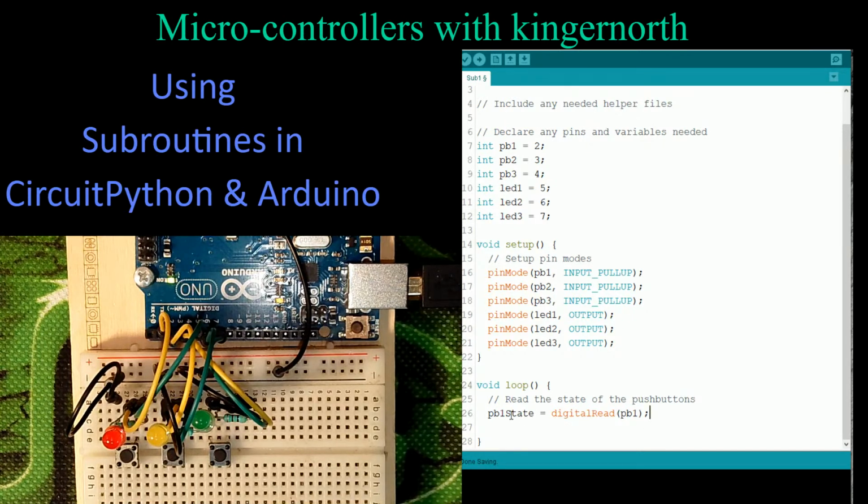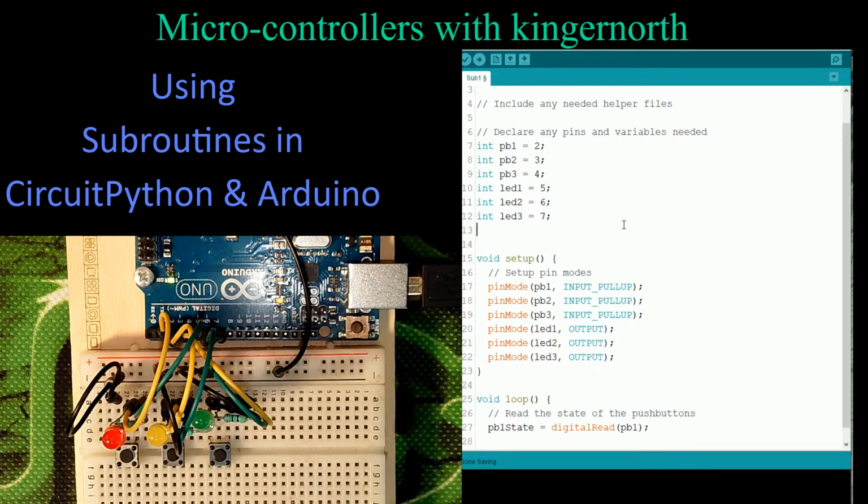But I did create a new variable called PB1 state. So I'm going to have to add that up here where it says declare any pins and variables needed at the top of my program. Well, I do need another variable in here. So let me just go down in here, and I'm going to type in a state. Now a state, when I'm looking for something, I'm only looking for 2 conditions. Even though this says digital, I'm only looking for a single bit.